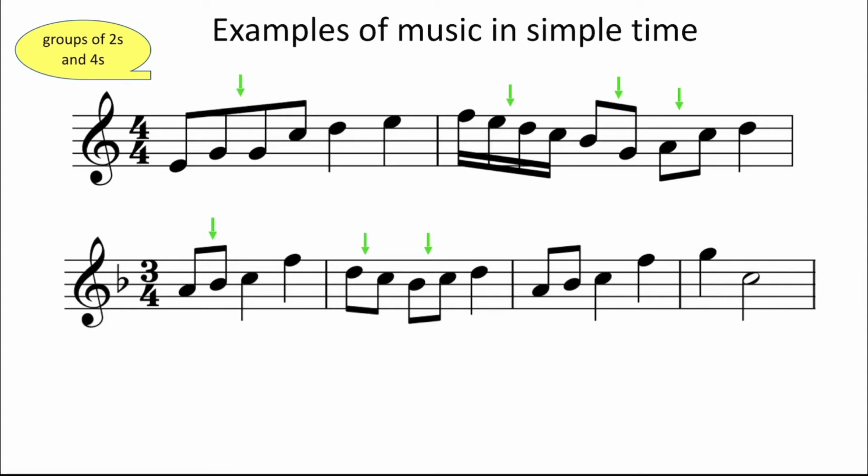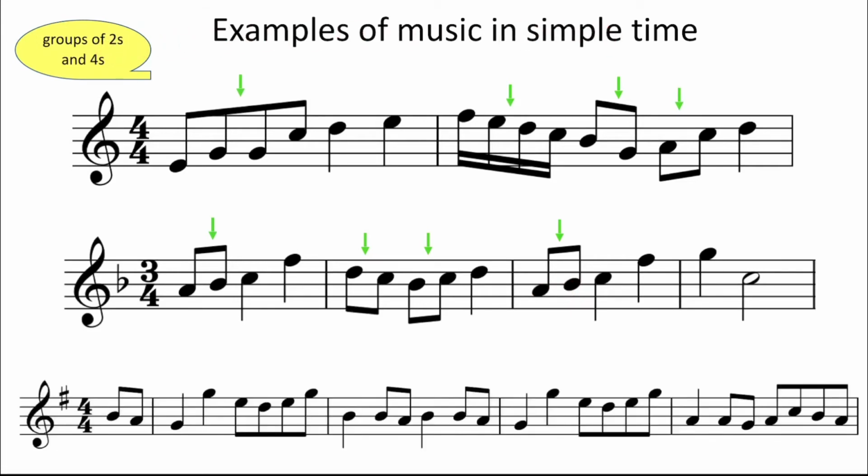If we look at the green arrows here, again we see groups of 2. Groups of 2 here, here. Is it grouping into 2s or 4s? Yes, it's in simple time. Remember, we know that it's in simple time by looking at this. Bottom number of 4, simple time. But if that time signature wasn't there, and they were asking simple or compound time, this is what we're looking at. We're looking at the groupings of the notes in 2s, simple time.